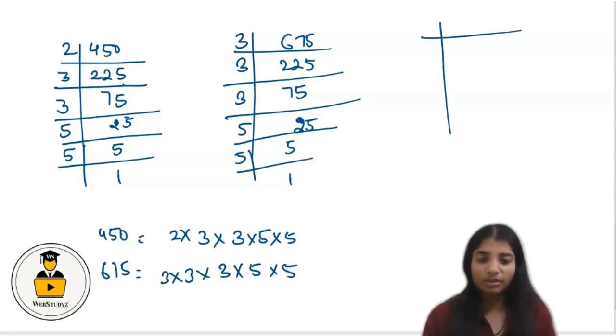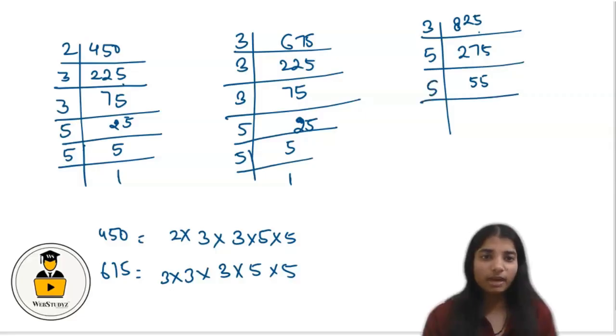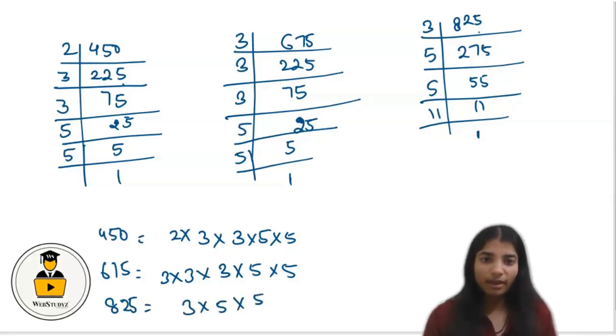Now we find the factors of 825. 825 is not divisible by 2, but it is divisible by 3. When we divide it by 3, we get 275. Now 275 is not divisible by 2, 3 or 4, but it is divisible by 5. Dividing 275 by 5, we get 55. Again 55 is divisible by 5, we get 11. And 11 divided by 11 gives 1. So the factors of 825 are 3, 5, 5 and 11.